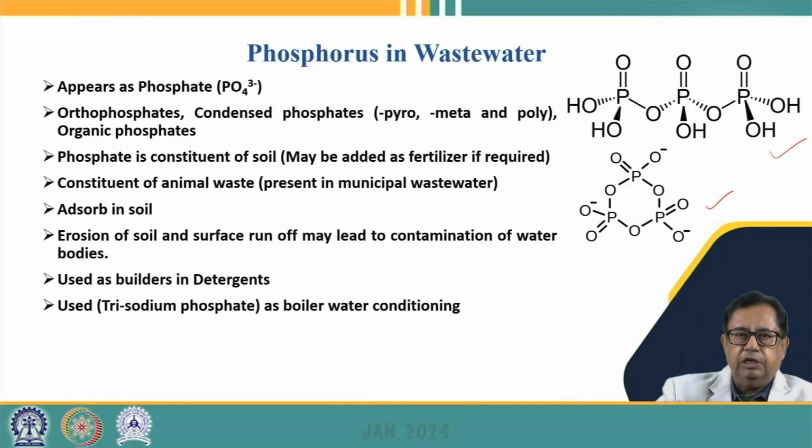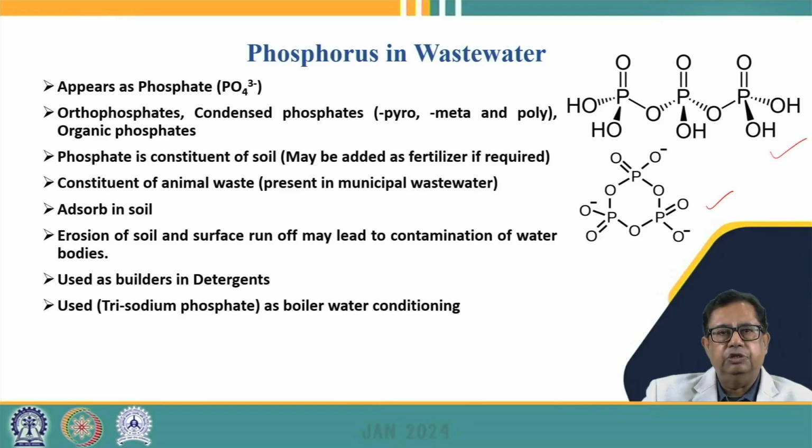Similarly, we can have organically bound phosphates present in the wastewater. Phosphate is a constituent of soil and it is a macronutrient which is required for the growth of the plants. So this is very essential for the fertility of the soil, and that's why it may be added as a fertilizer if the phosphate concentration in the soil is less than the desired value. So we add the phosphate fertilizers to it. Similarly, the phosphate may also be present in the animal waste. That's why it will be present in the municipal wastewater.